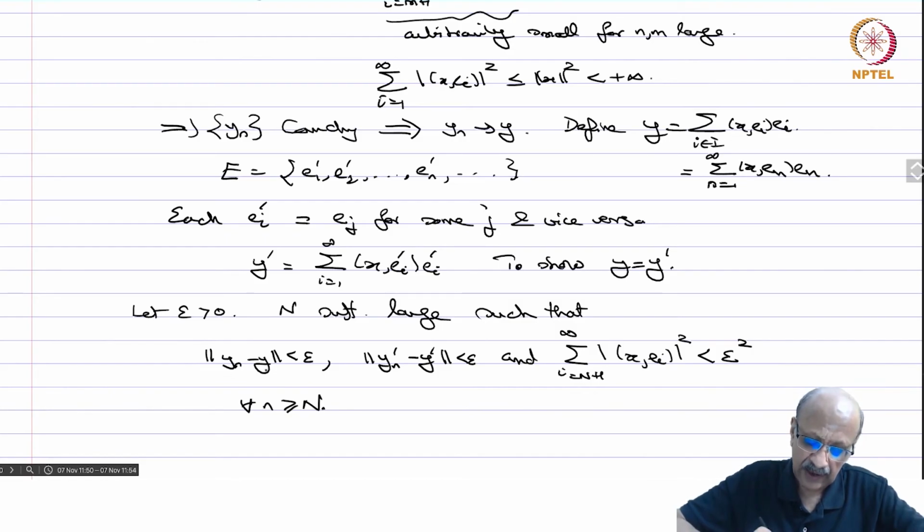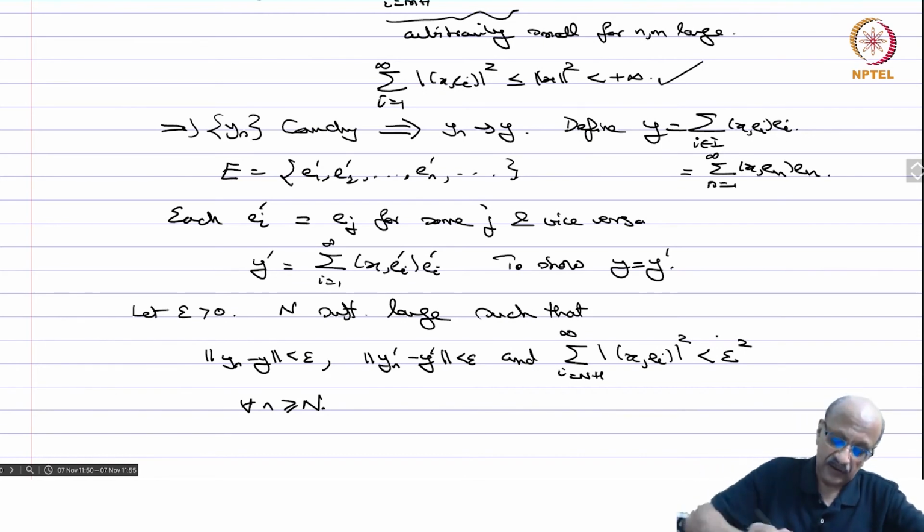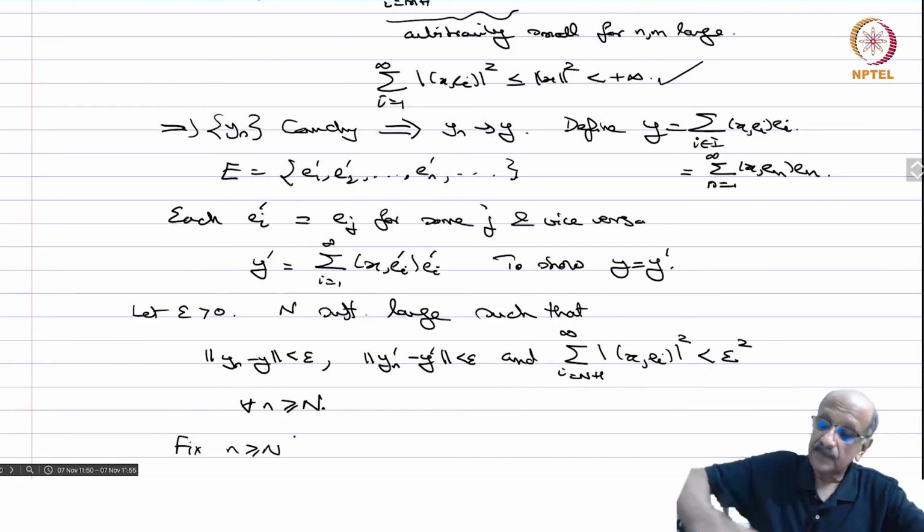Yn converges to y, and therefore for n sufficiently large. Yn dash converges to y dash, so again for n sufficiently large, so you have to take the bigger of the two. And then sigma mod xei square is a convergent series, and therefore you could always find an n such that the tail of the convergent series can be made as small as you like. So we can find such an n. So now fix n greater than or equal to capital N.